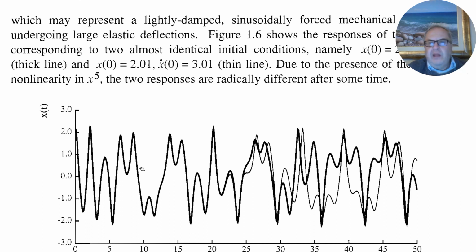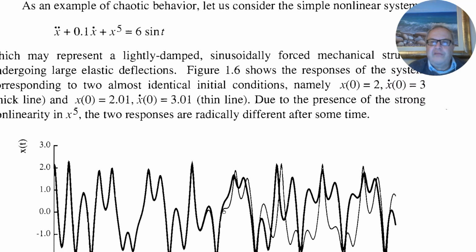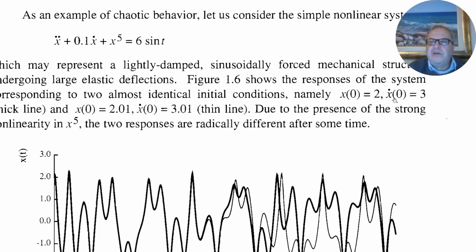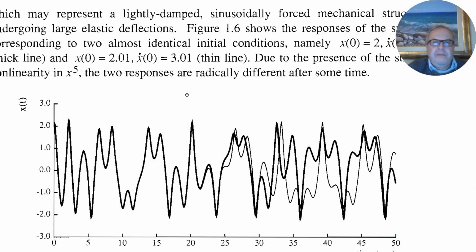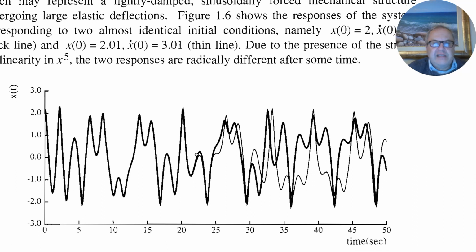Imagine, for example, a system with this curve here. Look now what is interesting here. If you have here x dot equal to 3, and in another system you have the same parameters, but x dot 0 is 3.0001. Very small difference. And now let's see the output of these two systems. The output of those two systems for the first 22 seconds is absolutely the same.